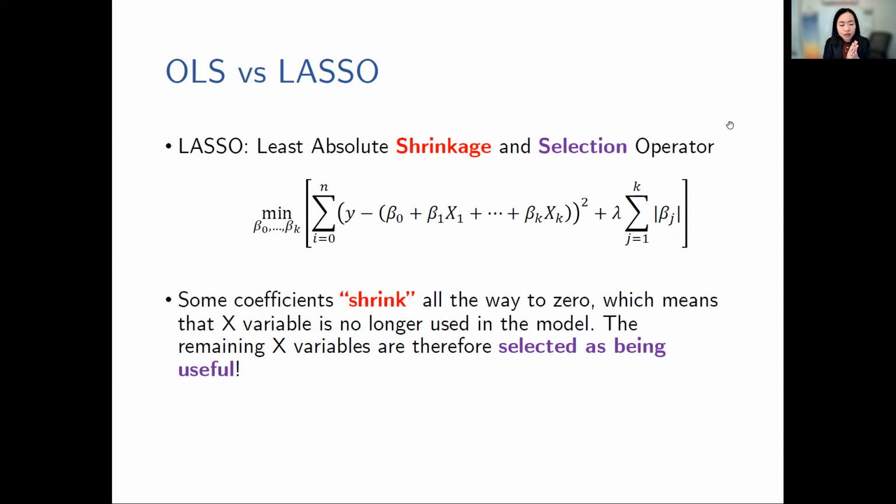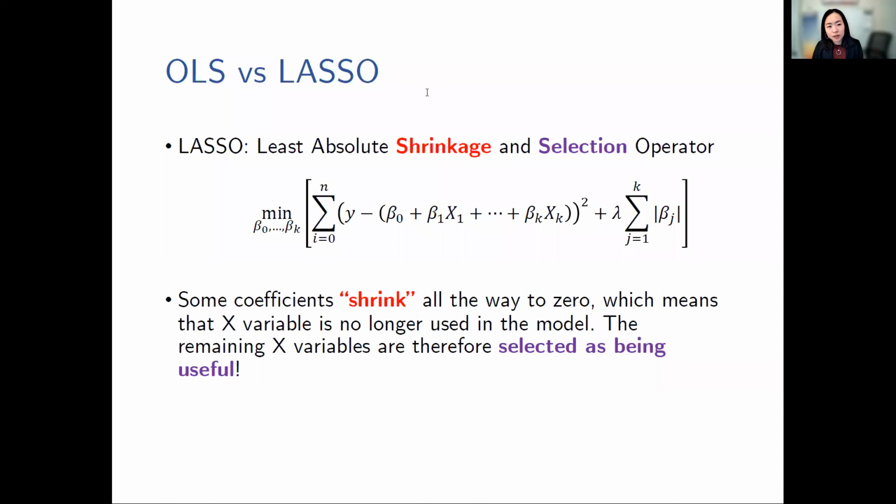Then kind of like, okay, then I don't need this. I'm gonna take it away because it shrinks to 0. And so the coefficients that remain non-zero mean that those variables stayed. They remained, or they're selected as being useful. Okay. How do we explain this?